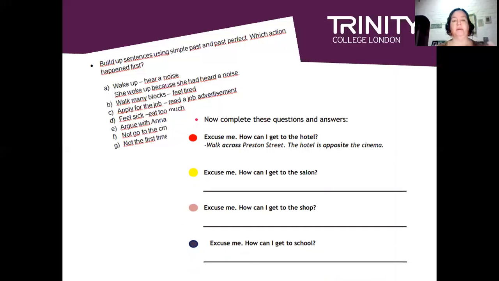Here, for example, now students have been working with giving directions and working with the places in town. So it says complete the questions and answers. Excuse me, how can I get to the hotel? So students will have to use a city map, and we are providing an example. Walk across Preston Street. The hotel is opposite the cinema. We provide the examples so that then students can engage in practice.